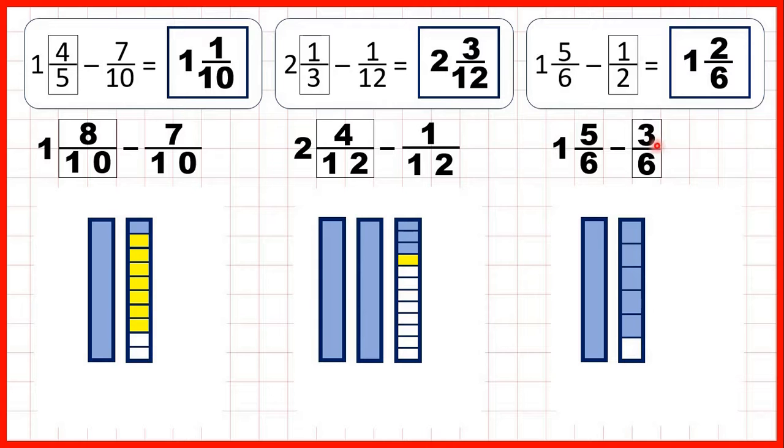Then we had 1 and 5/6, but we needed to subtract 1/2. Now 1/2 is the same as 3/6, but if we show 1/2 on this fraction bar and take 1/2 away, you can see that subtracting 1/2 is the same as subtracting 3/6. So that leaves us with 1 whole and 2/6 left in blue.